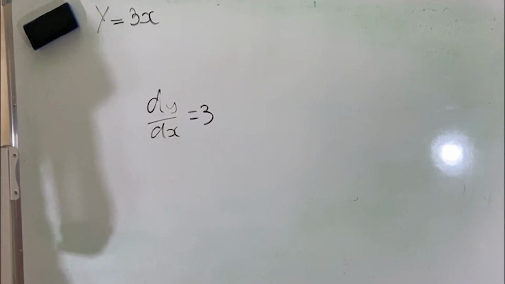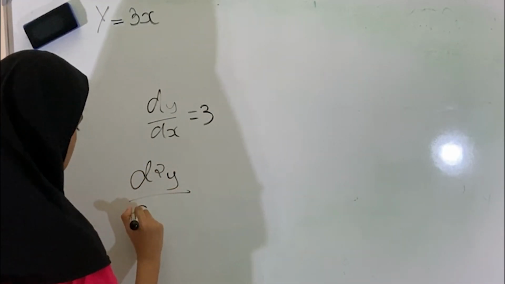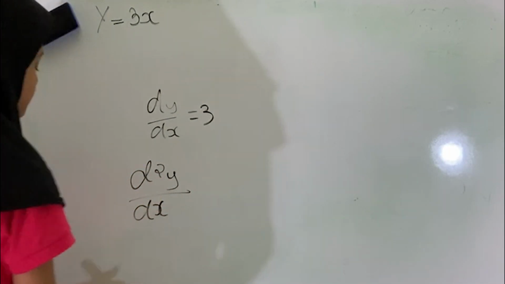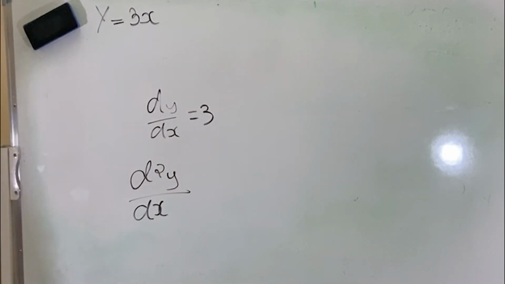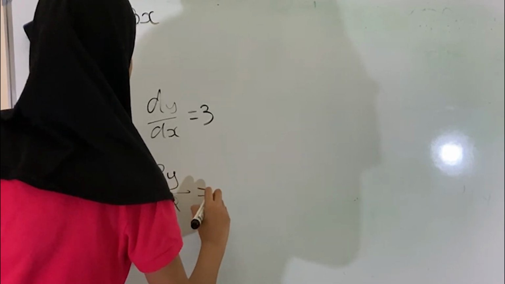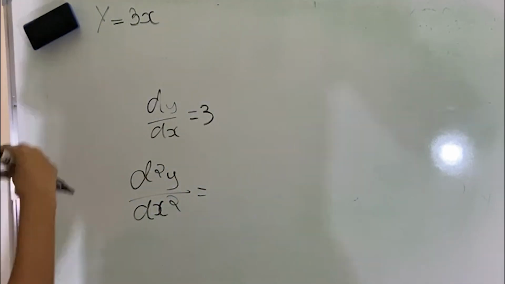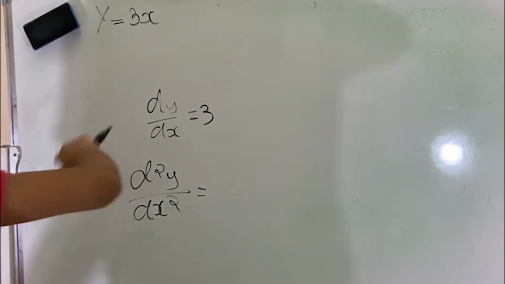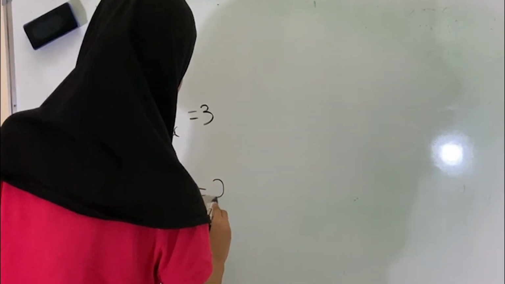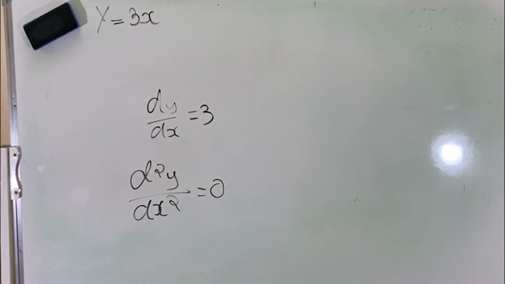Then what is going to be the d square y by dx square? What is the derivative of 3? We have to find the derivative of it once more. The derivative of 3 is 0. So the d square y by dx square of 3x is 0.